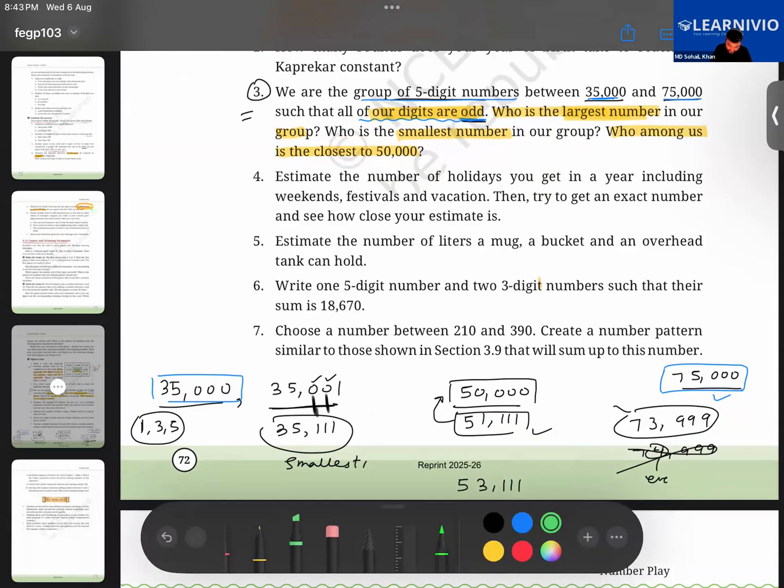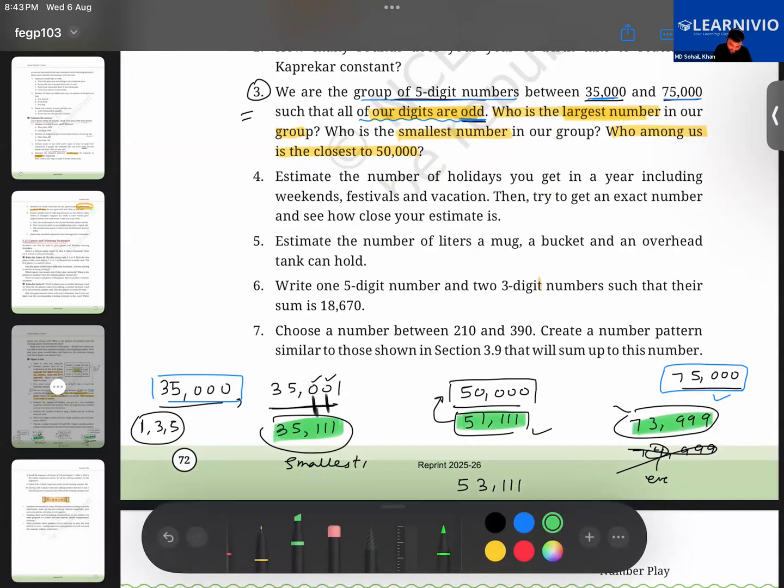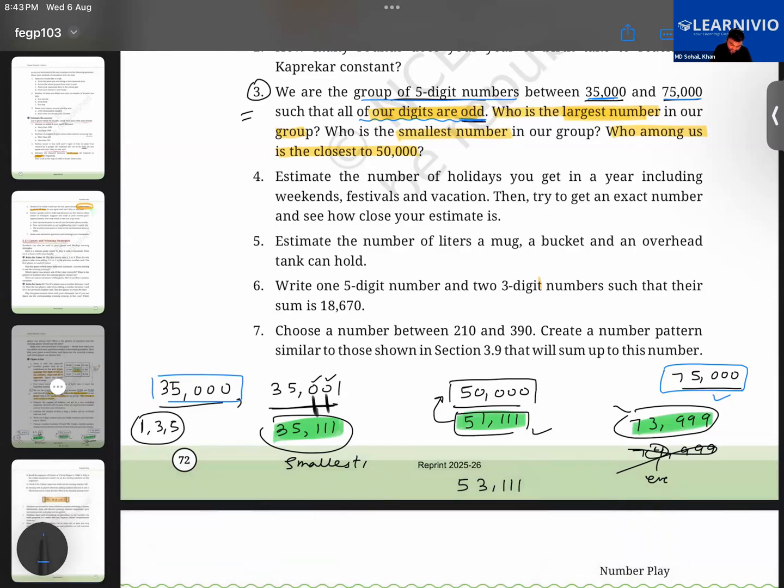Hold on. 35,111 is the smallest, this one is the largest, and this one is the closest to 50,000. Okay, look at the next question.